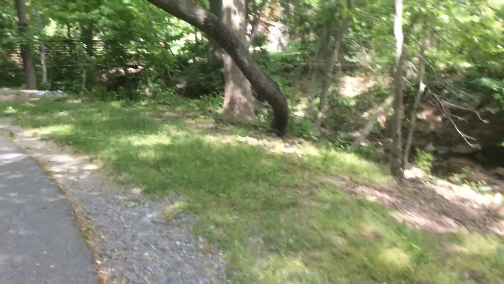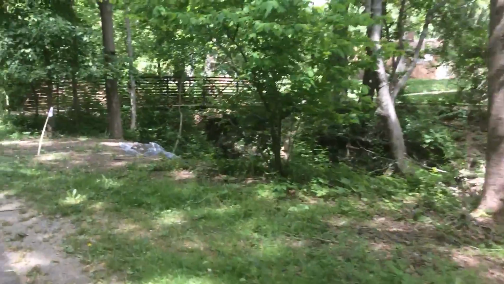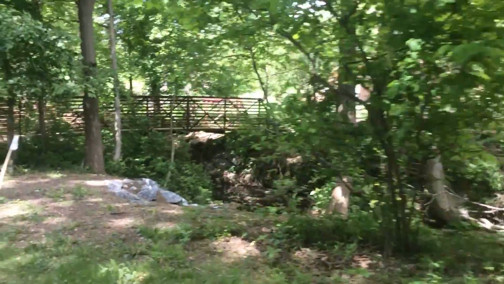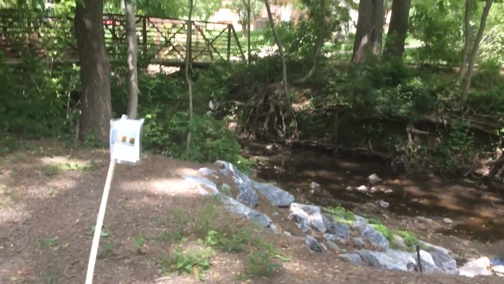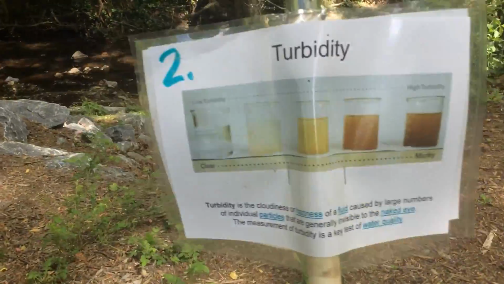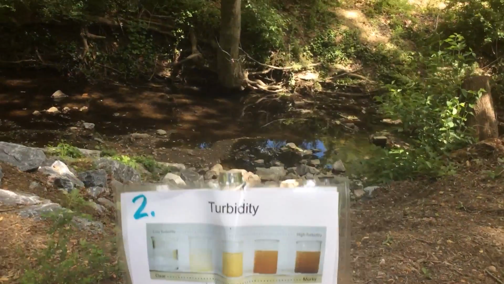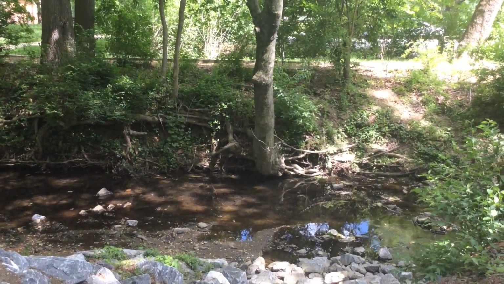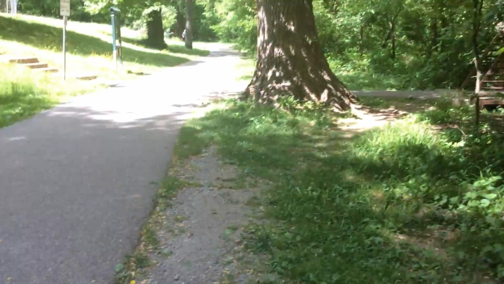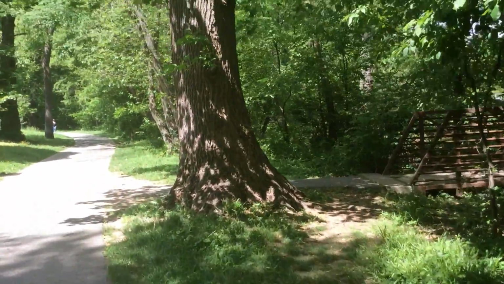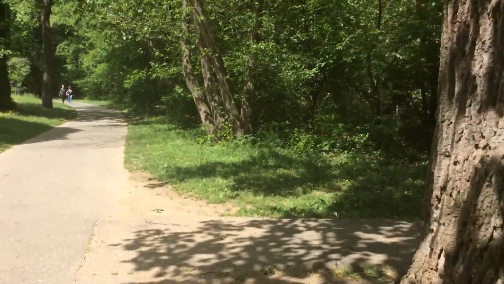Other types of data are monitored, including nitrogen levels. Also, turbidity. Turbidity is how cloudy the water is. This could be due to silt, erosion, or it could be from tannins in the water as plant matter decays.